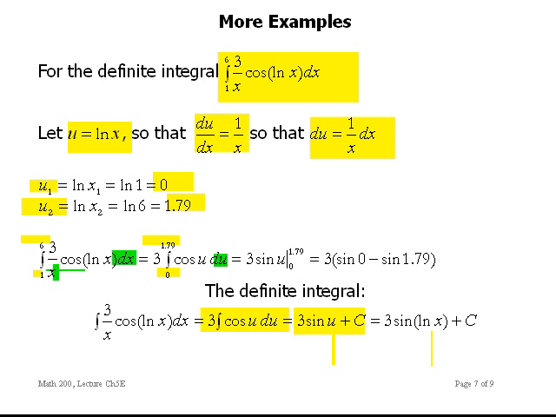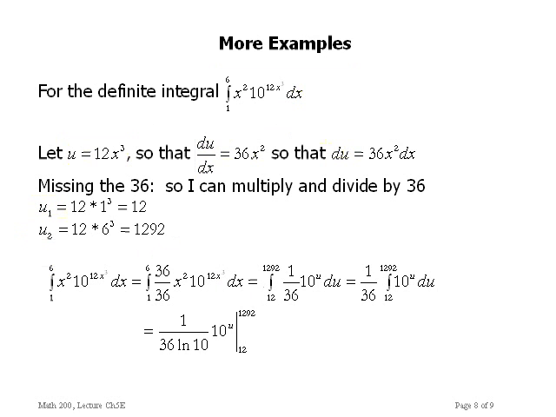I'm going to do one more example. Okay, let's go from 1 to 6 of x squared, 10 raised to the 12x cubed. Okay, it looks like 12x cubed is an inside function, so I'll change the variable that way. u equals 12x cubed. du by dx is 36x squared. Alright, so du is 36x squared dx. I'm missing the 36, but I can multiply and divide by 36 and capture that.